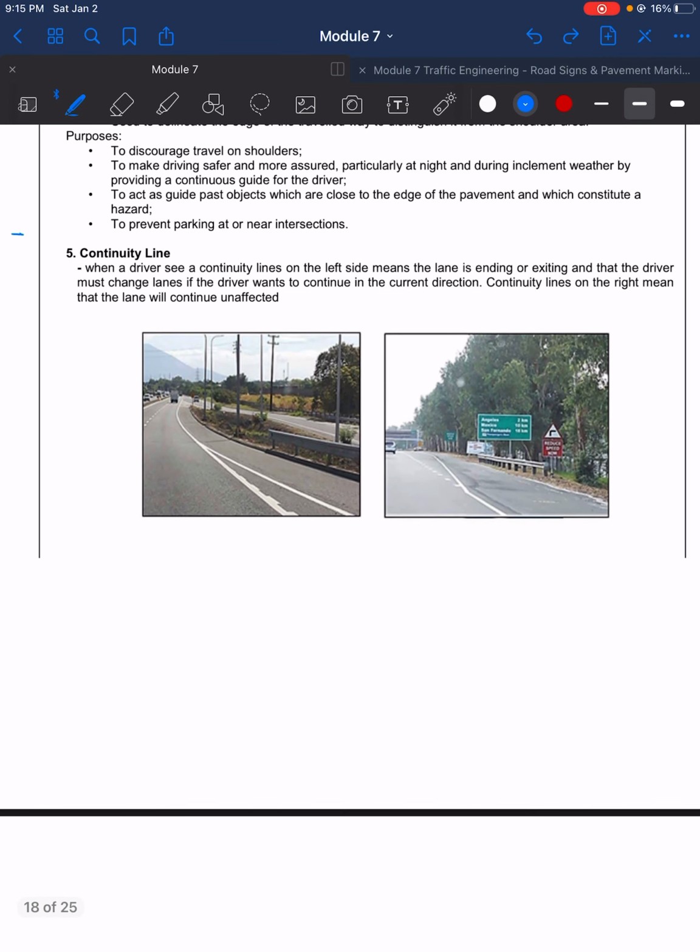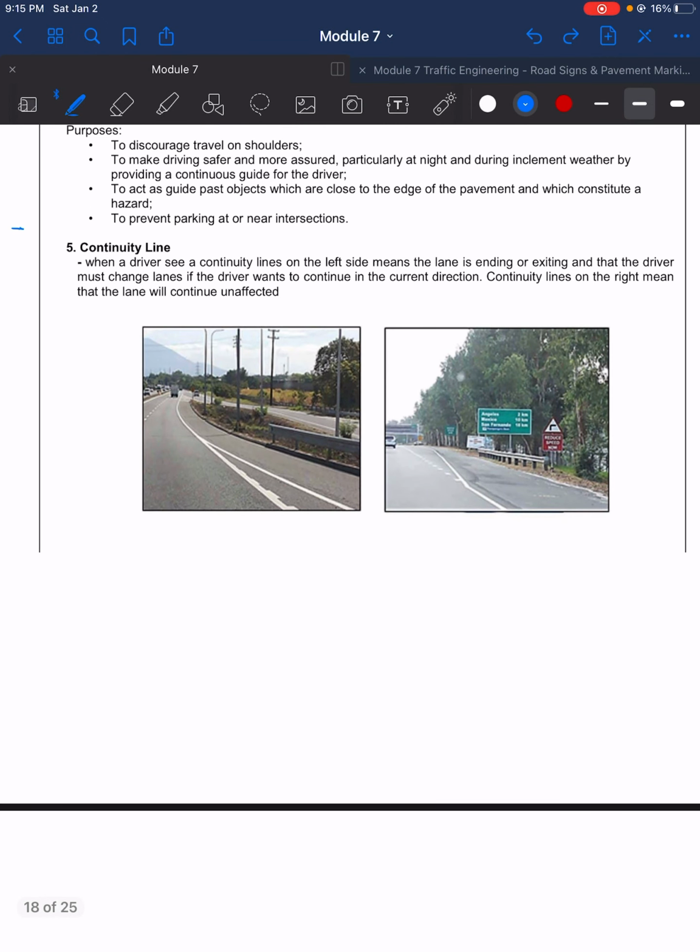Next, number 5, we have the continuity line. When a driver sees continuity lines on the left side, it means the lane is ending or exiting and the driver must change lanes if the driver wants to continue in the current direction. Continuity lines on the right mean that the lane will continue unaffected. So we have our continuity line.